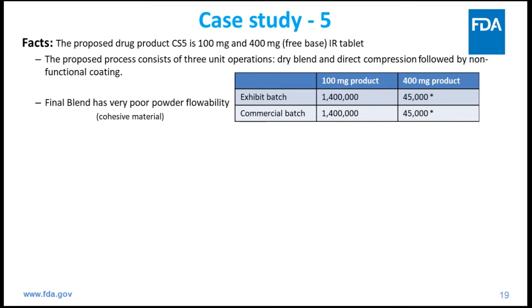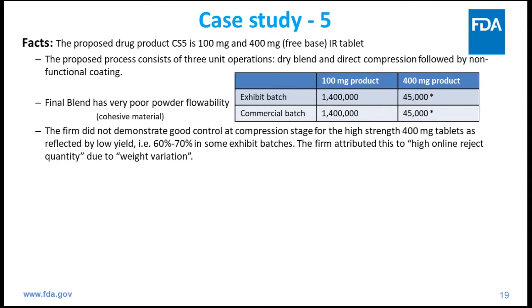So the issue with this product is that the final blend has a very poor flowability, mostly because the API is a very cohesive material, and the API takes about 70% by weight of the dry blend. So during the compression, they don't see much issues with the 100 milligram product, but they have a very high percentage of rejection for the 400 milligram tablets, and resulted in very low yield, around 60 to 70%. So the firm says this high online rejection is due to the poor weight variation. It is understandable.